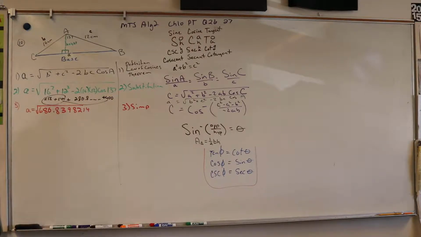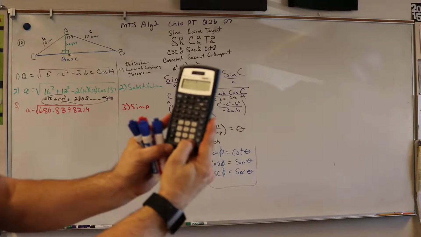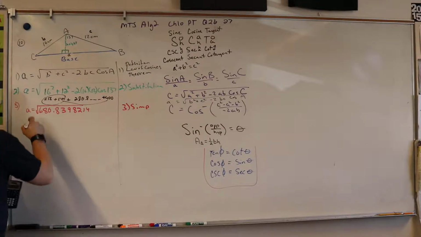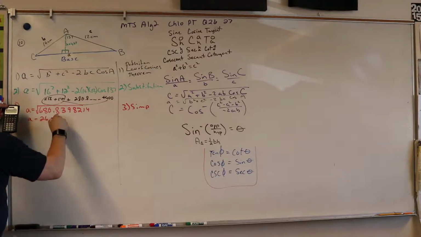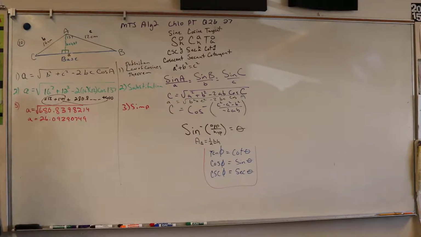So there's still the square root. So now we have to take the square root of it. I'll go second, square root, then second, answer, then hit equals, and I get 26. So A is equal to 26.09290749. Okay? Now that's A.